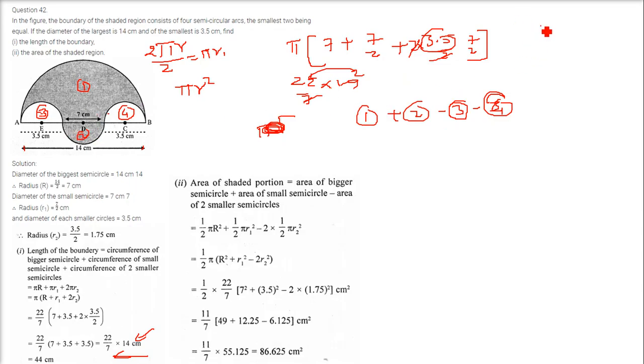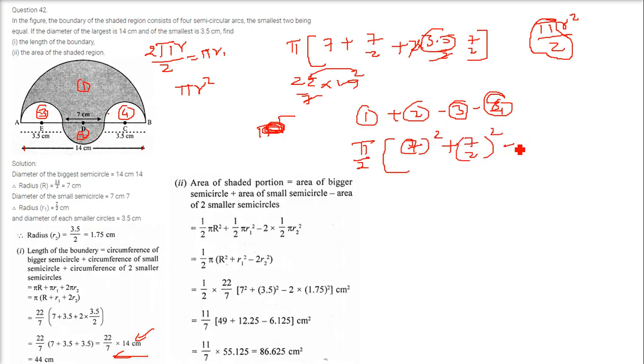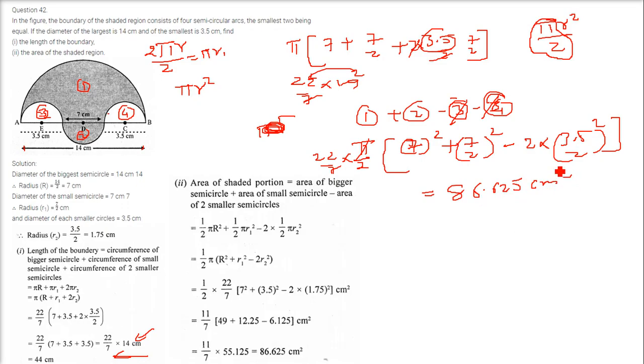So what is the area of the semicircle? Area of a circle is pi r square. Area of the semicircle is pi r square by 2. So what we can do here is we can take pi by 2 outside, and we can just deal with the radius. So what first radius is how much? This is 14, so it is 7 square plus, now second one, the radius is 7 by 2, so you have 7 by 2 whole square, that is 3.5 whole square, minus 2 into, why I am doing 2, I am taking these two together because they are exactly same. So radius is 3.5 by 2 whole square. Okay, when you compute it, put pi equal to 22 by 7 and you get the result as 86.625 centimeters square.